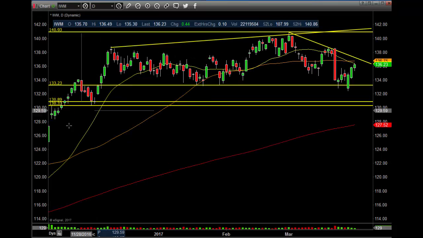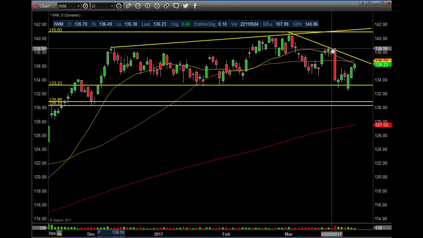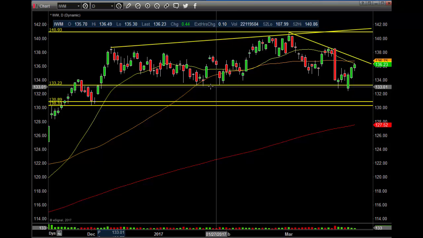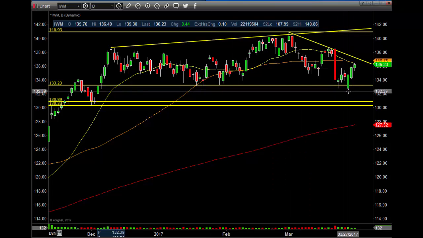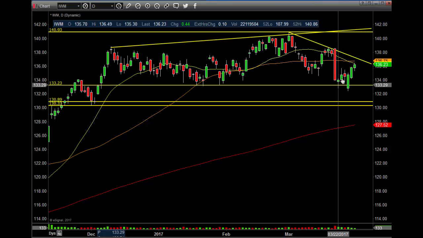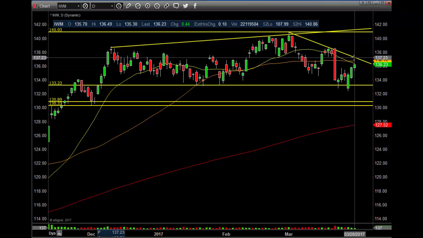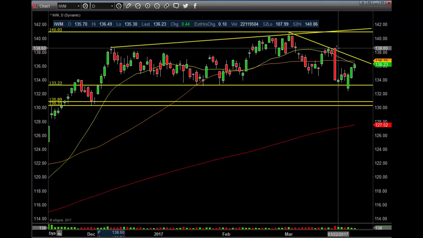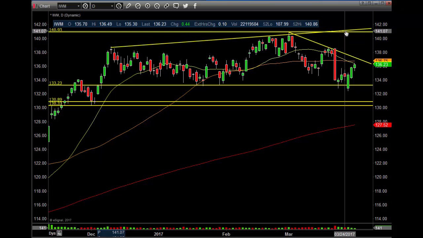IWM, same thing. It's all the same pattern, guys. It pulls back, goes into support, chops around, double bottom again, boom, right back up. We're coming into resistance. Same play as the SPY. If we get above these moving averages, trend line, and the big breakdown bar area, right around 138.60, then boom, we're going right back to the 140, 141 area.